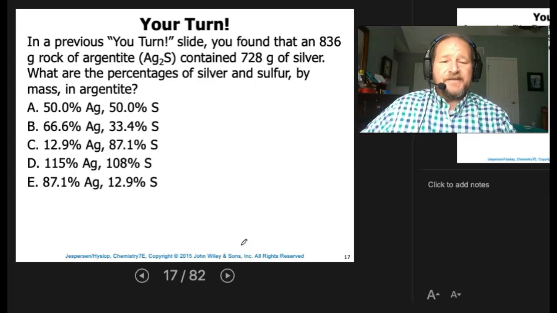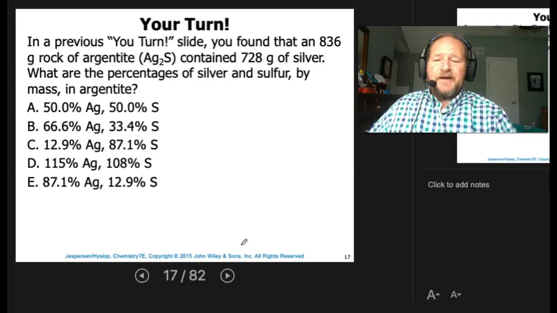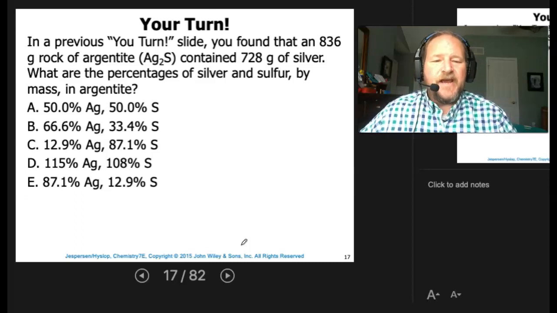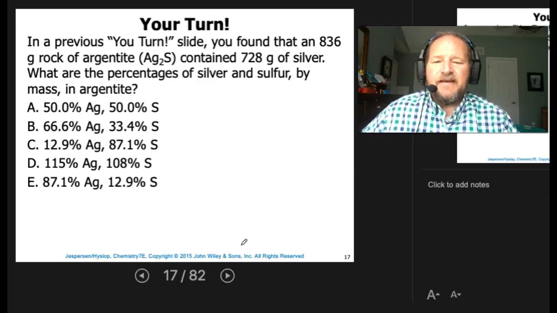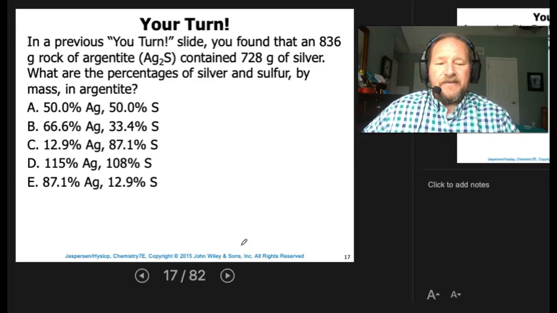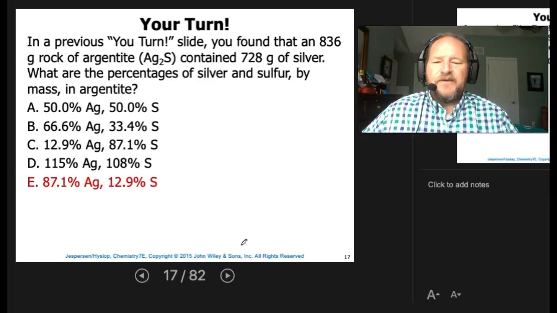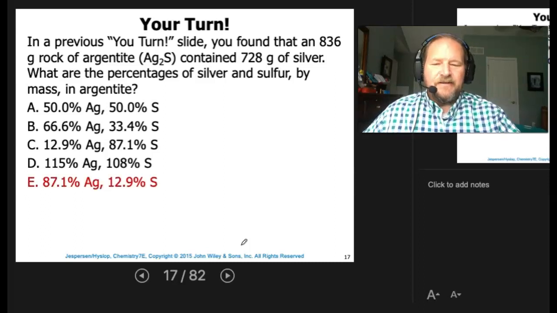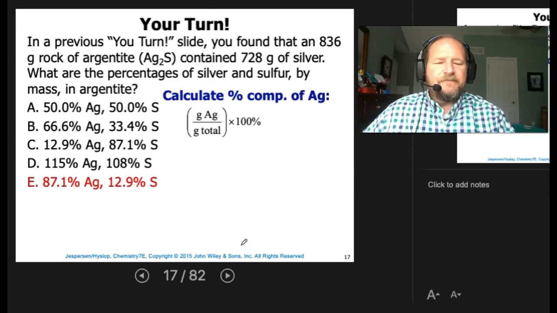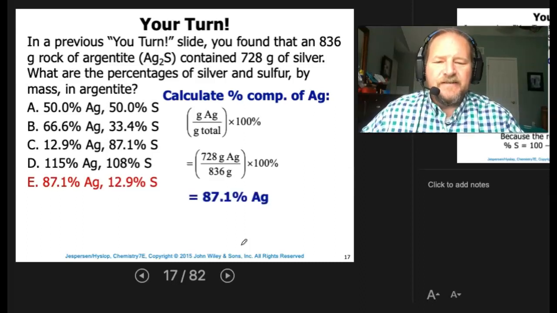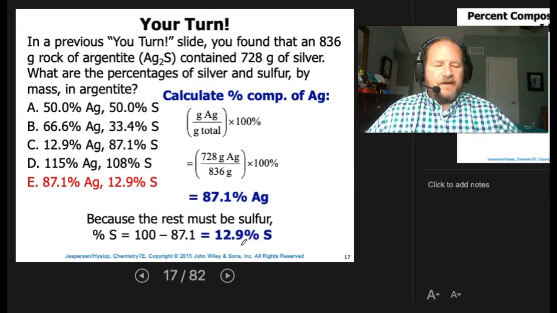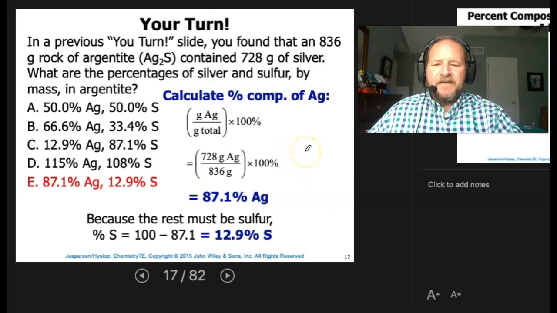Now, a question like this would lend itself to that possibility, right? You could take the 728, that's how much silver is in that thing. You could divide that by 836, which is the total, get that percentage, and then just subtract from 100 to answer this question. Hopefully you came out with E. So again, you could do it individually. So we would take 728, that would give us the 87, and then simply subtract the 87 from 100, and that would give us 12.9.